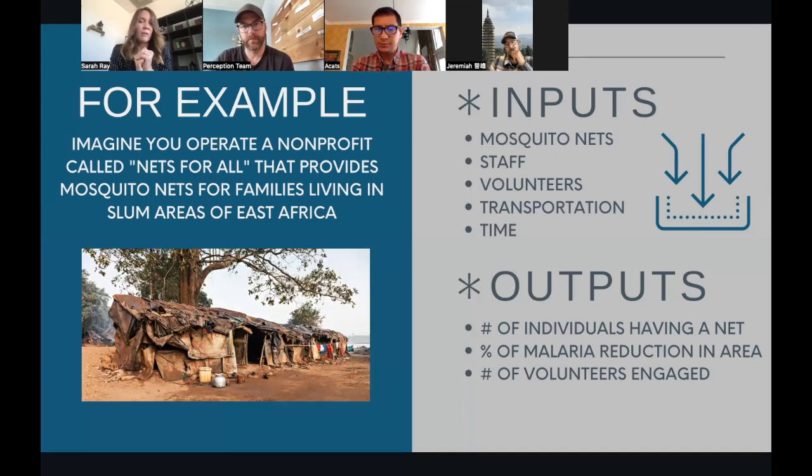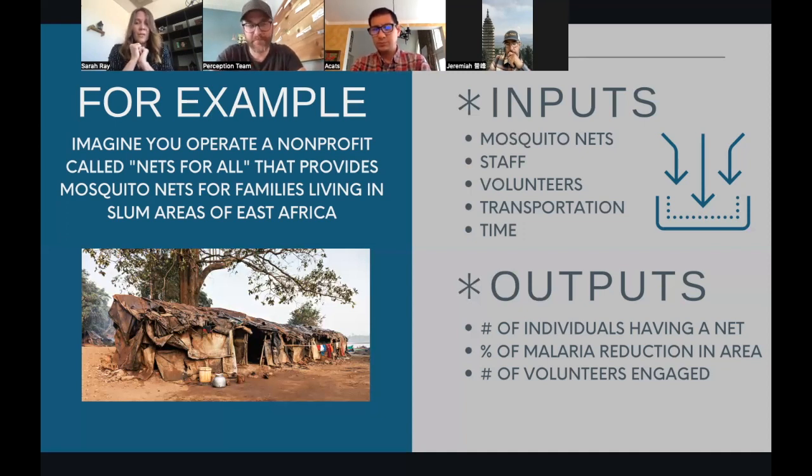Or if you conduct a theory of change in the future, that's another element. So the word input just basically means anything that we are putting into our programs to make them work. So for Nets for All, their inputs are going to be mosquito nets, their staff, any volunteers that they use, transportation maybe for distribution, and then time that they spend doing their work. There could be a lot of different inputs here. This is just 5 that I came up with off the top of my head that we want to measure. Again, the sky's the limit on inputs.